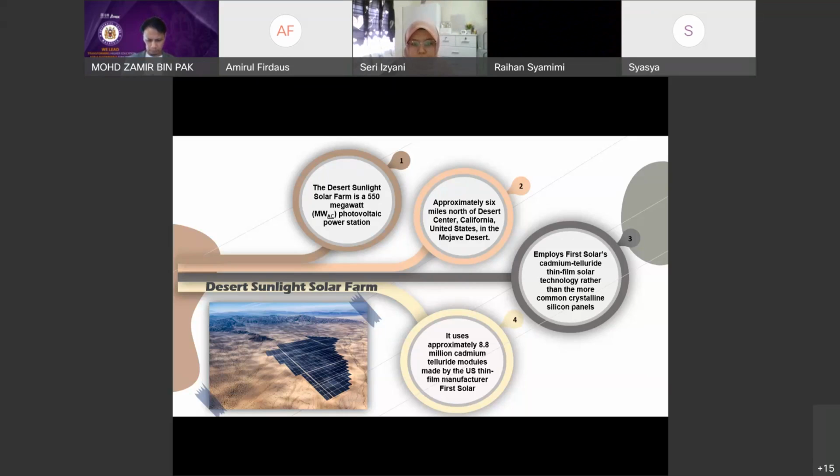In the past, panels were often made using silicon, which tended to yield more energy, but were expensive and difficult to mass produce. But First Solar has shied away from silicon and instead produced thin film panels made with cadmium telluride, which can be cheaper than silicon but less efficient in converting sunlight into energy. It uses approximately 8.8 million cadmium telluride modules made by United States thin film manufacturer First Solar. Next.